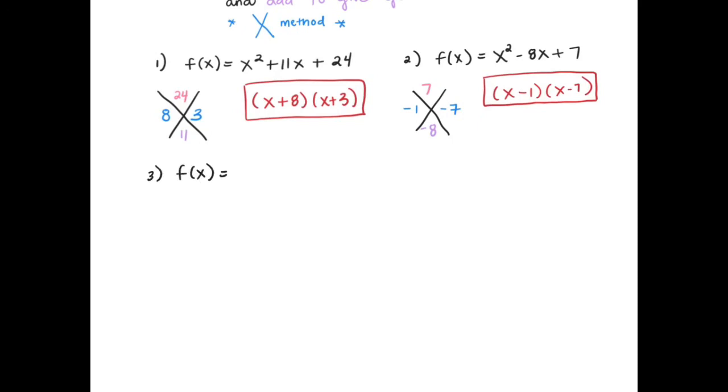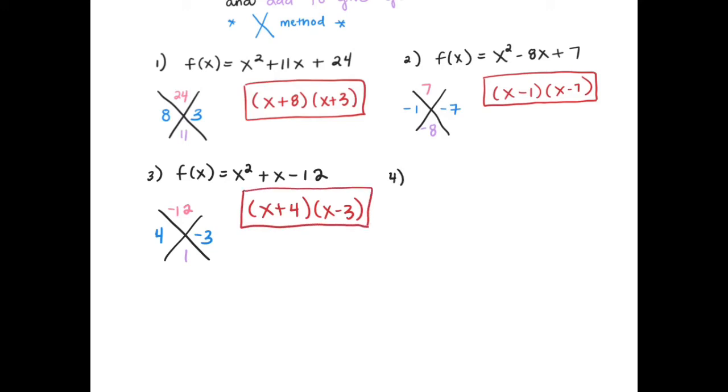This time we have f of x equals x squared plus x minus 12. Negative 12 is going to the top of my x, positive 1 goes below. Two numbers that multiply together to give me negative 12 and add to give me positive 1 are 4 and negative 3. So I have x plus 4 and x minus 3.